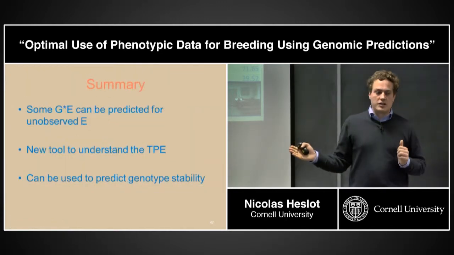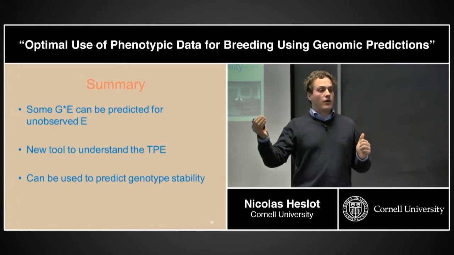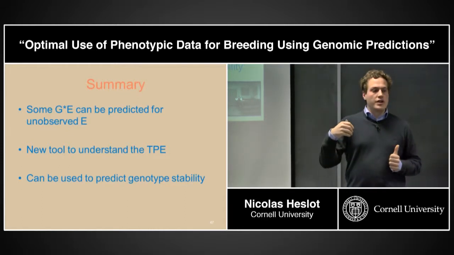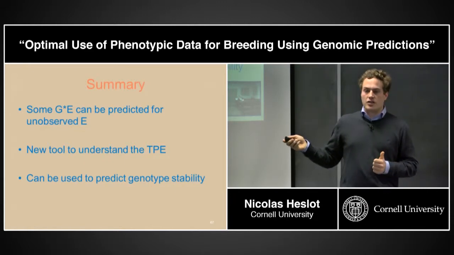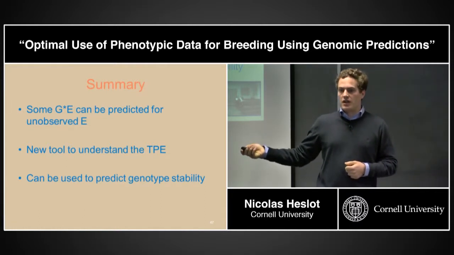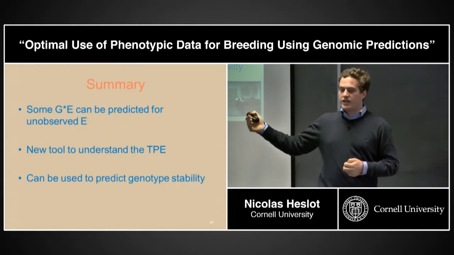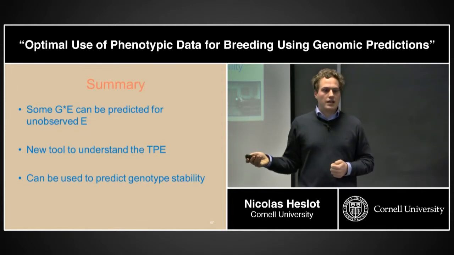As a quick summary on this part, I think I've shown you that we can capture some G/E even for unobserved environments, which provides a really powerful tool to study the TPE, but it can also be used to predict genotype stability. And we've shown on the wheat data that the genotypes that tend to be predicted to be high-performing and most stable are also the ones that have been the best commercially successful in the last 10 years. So it's hard to quantify how good we are at predicting stability, but at least heuristically, it seems we're doing a pretty good job at that.